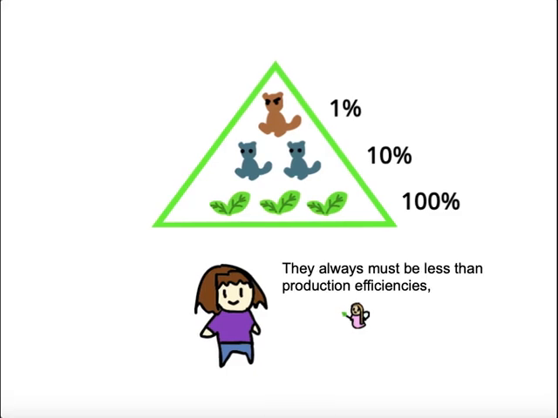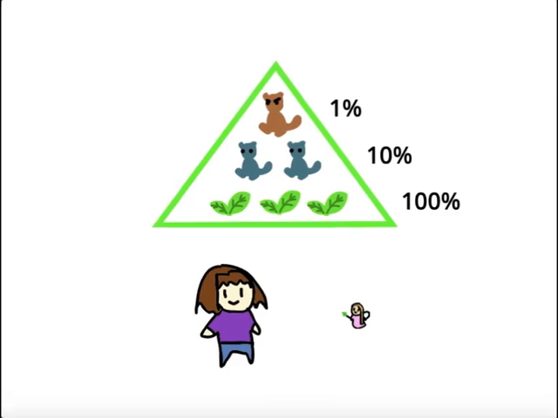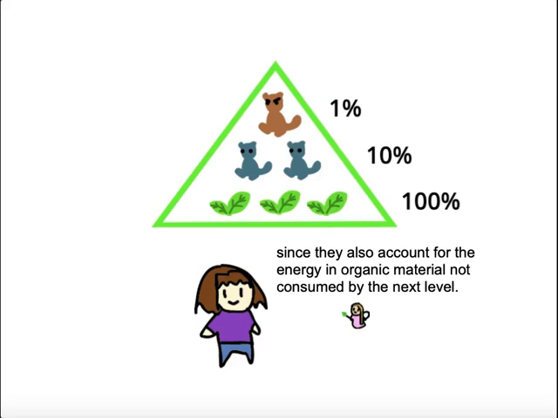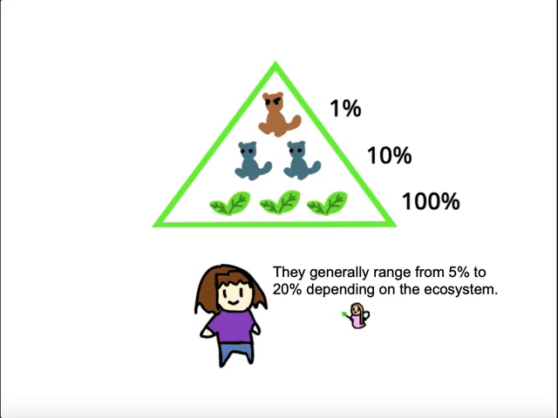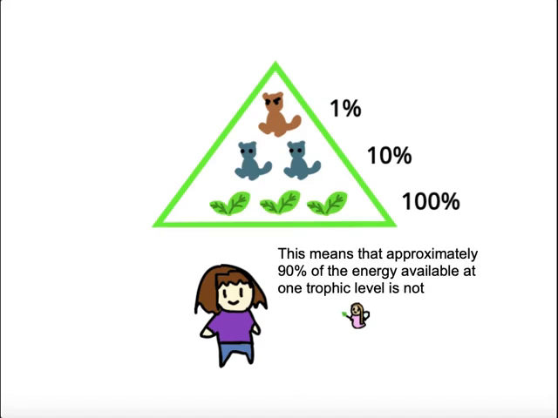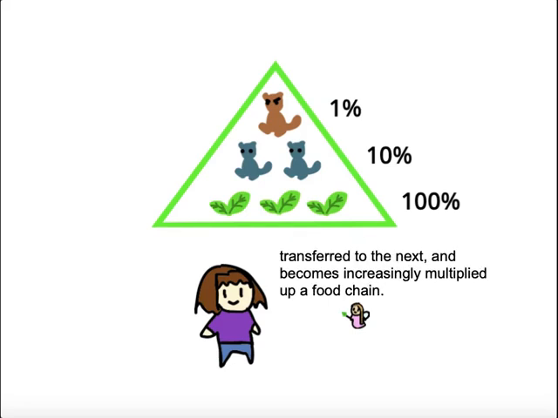The percentage of production transferred from one trophic level to the next is known as trophic efficiency. They always must be less than production efficiencies, since they also account for the energy in organic material not consumed by the next level. They generally range from 5% to 20% depending on the ecosystem. This means that approximately 90% of the energy available at one trophic level is not transferred to the next, and becomes increasingly multiplied up a food chain.